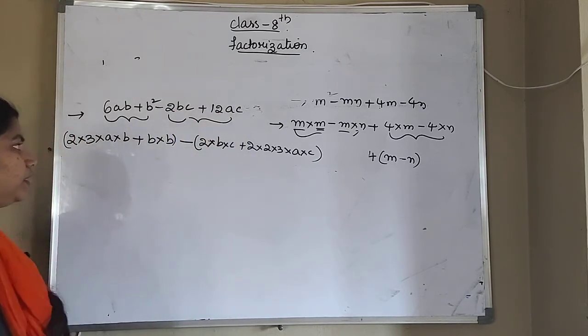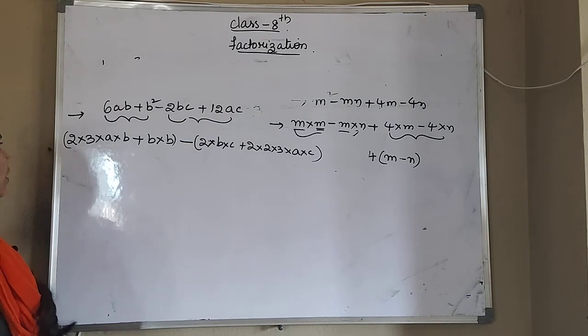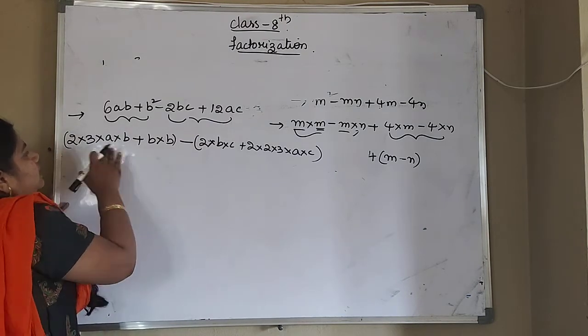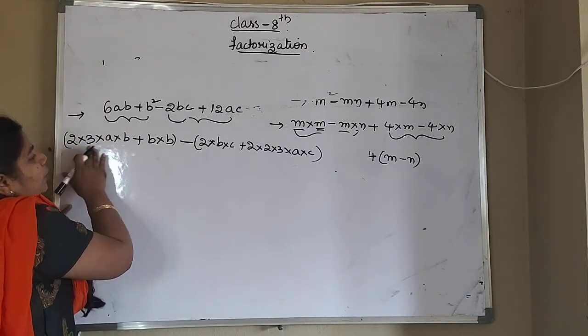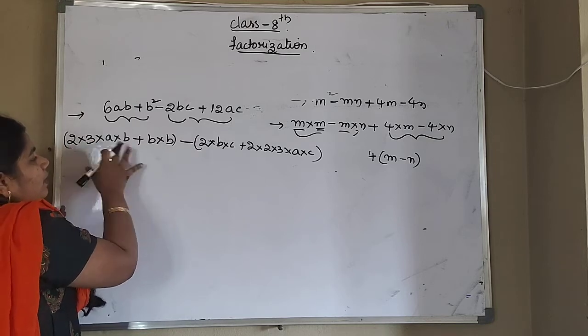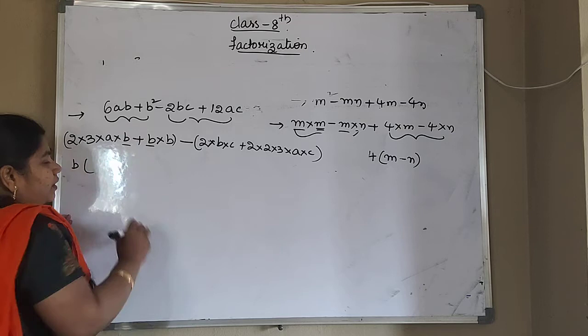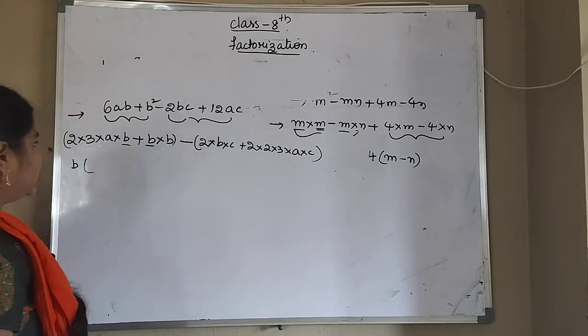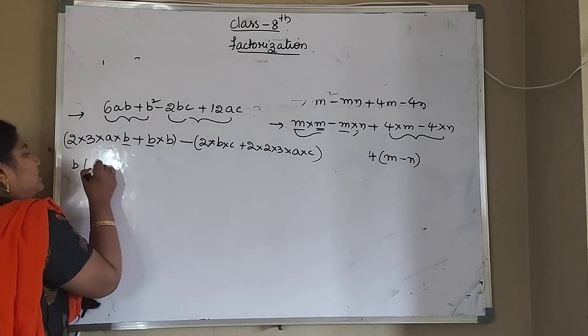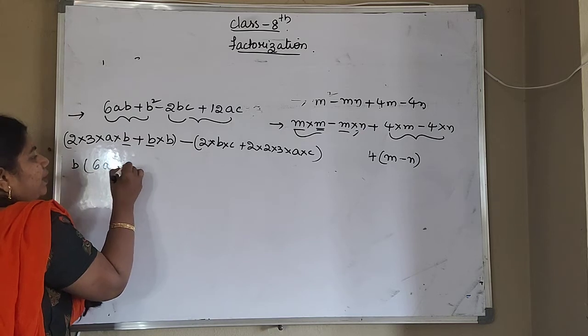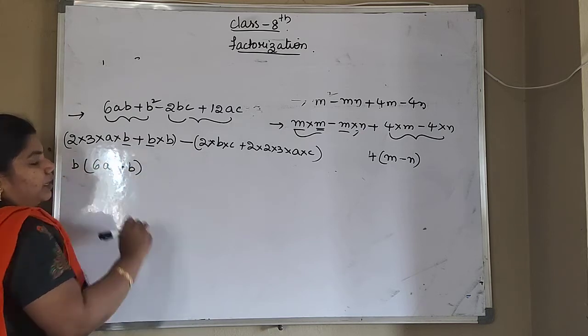Okay, so I have written it in the form of factors. Now we have to factorize this. In these two terms, what is the common number you are seeing? Common alphabet or common number? B is common, so I am taking B outside, and the remaining terms you write inside. So 2 3s are 6A plus, here only 1B is remaining.